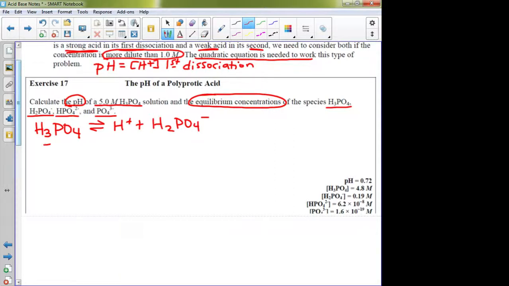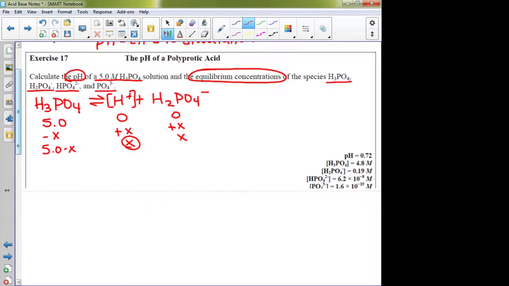My initial concentration was 5.0. My products were 0 and 0. I lost X. I added X. I added X. So at equilibrium, we were at 5.0 minus X, X, and X. Yes? All right. To find the pH, I have to know the concentration of X, because I've got to know my concentration of hydrogen, right? So I've got to figure out X. How can I figure out X?